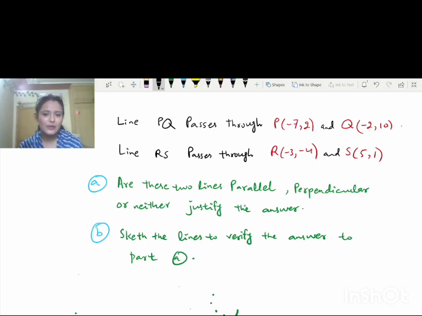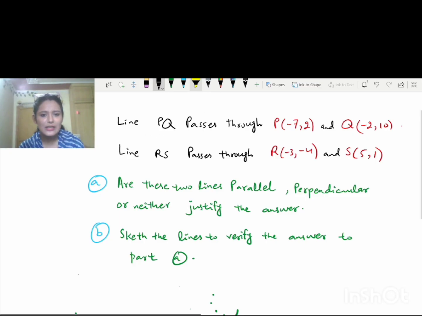In today's video we are going to learn how we can use slopes to compare lines. For example, to see if the lines are parallel, to see if the lines are perpendicular, or to see if they are neither parallel nor perpendicular. And how are we going to tell? By using the slopes.